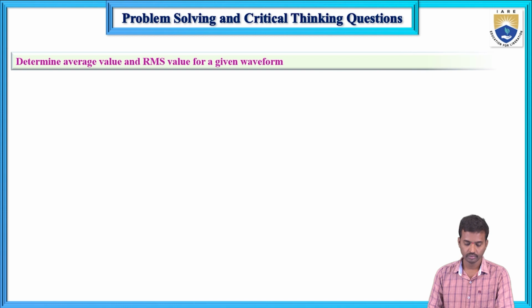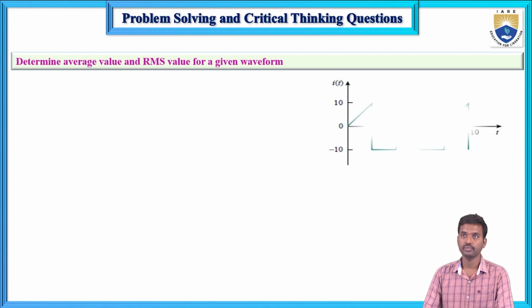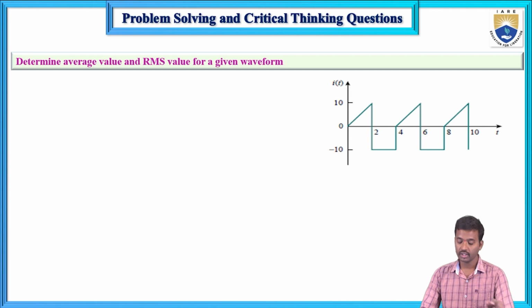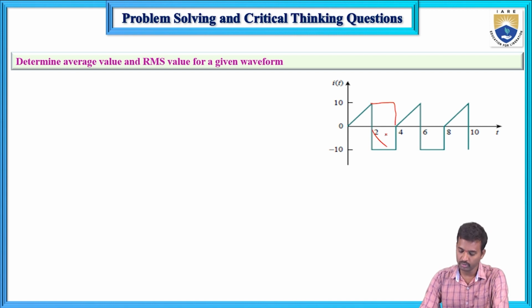Next, determine the average value and RMS value for a given waveform. This is triangular and square. In the previous problem the diagram was like this, but now the square is in the negative fourth quadrant. This is the triangular waveform and this one is the square waveform. Previously it was in the first quadrant. Now the limits are also different. What about this value, 2 comma 10, and 0 comma 0, and this one?